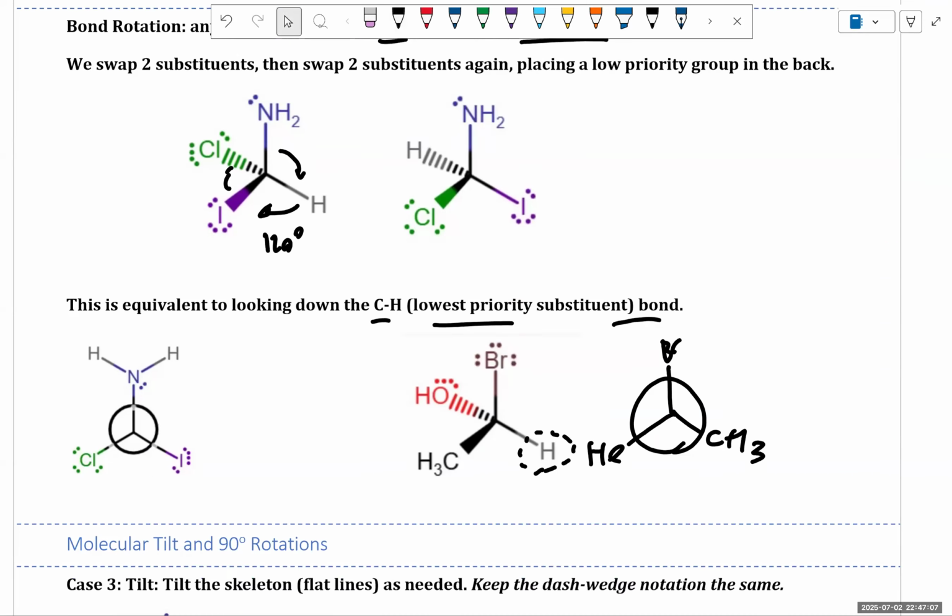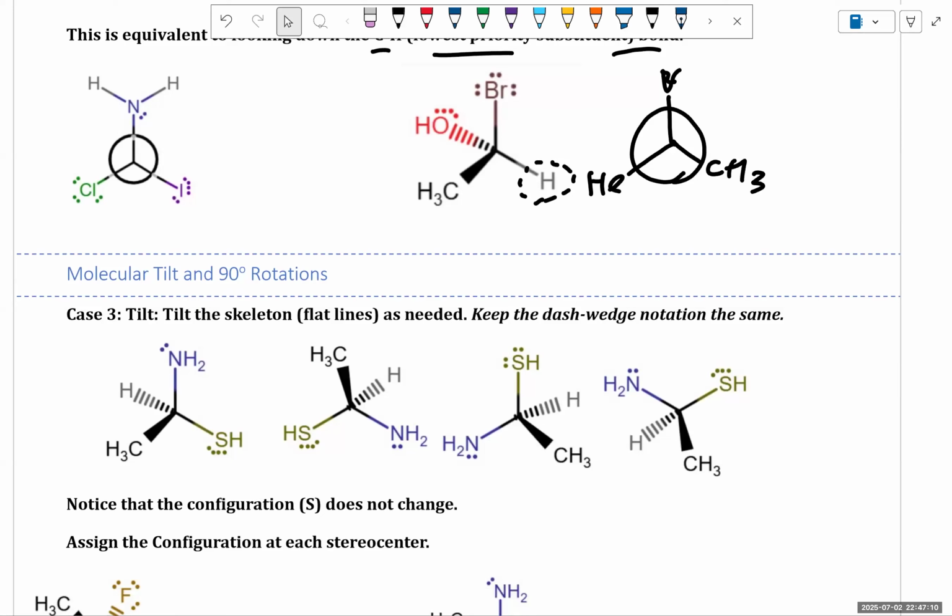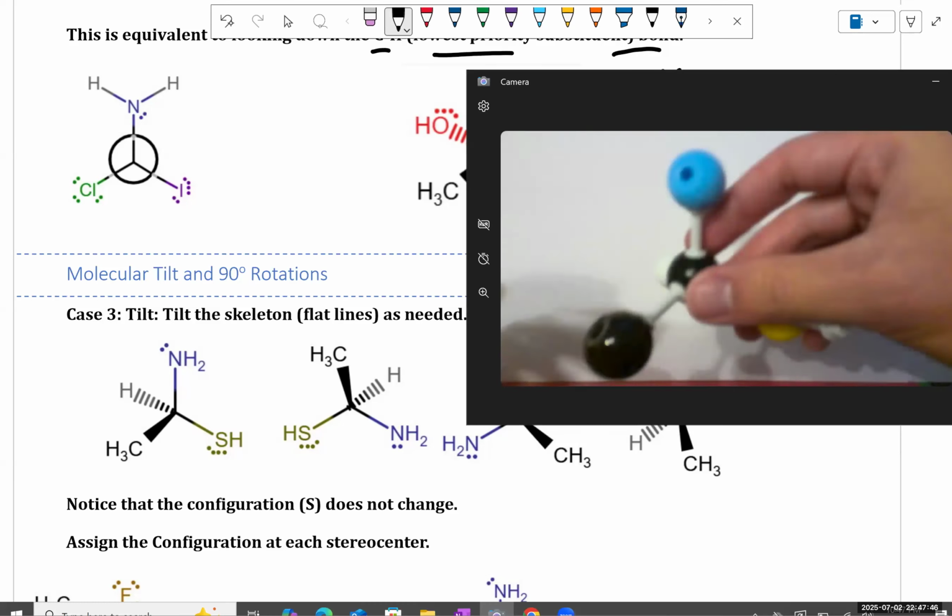Okay, let's look at another example. Let's talk a little bit about molecular tilt now. In this case, if you're tilting the skeleton, you readjust the lines while keeping the dash wedge notation the same. Let's showcase this example of molecular tilt using a model kit. So let's get the sulfur group, the methyl group, the amine and hydrogen all connected and ready to go. Okay, so here's our initial model.